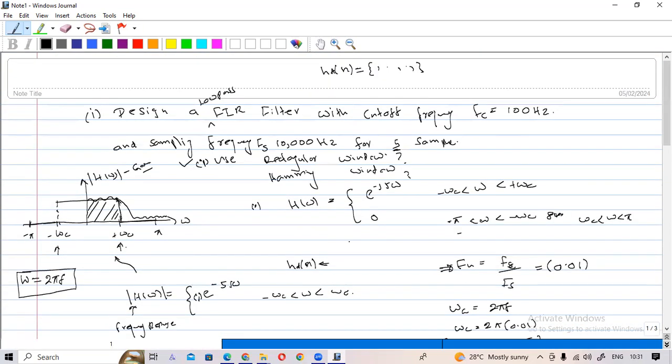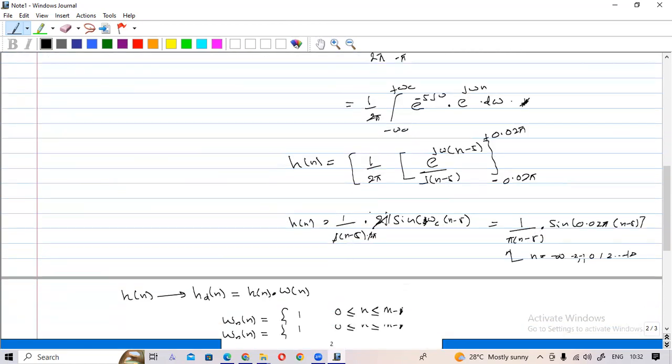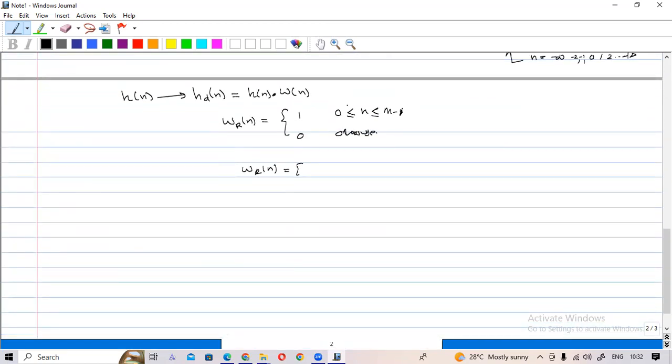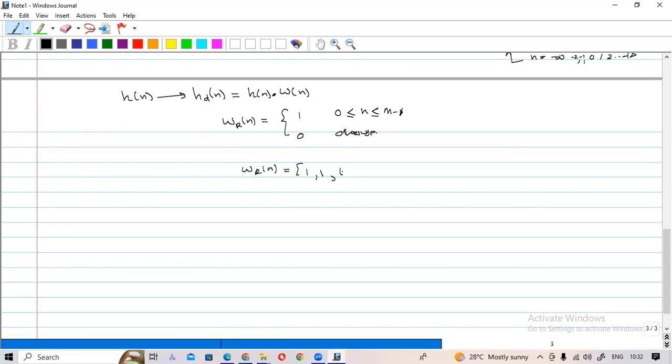WR(n), the rectangular window, you can calculate for 0 to M minus 1. We are asked to find 5 samples only, so M is equal to 5. So 5 minus 1 means 4, so n goes from 0 to 4. You have the ones there, 1, 2, 3, 4, 5 ones. This is the n value. So this is our window function, and we have concluded the window function.